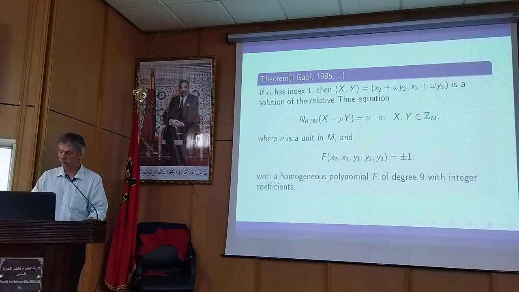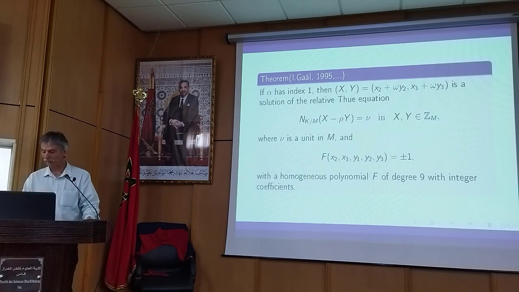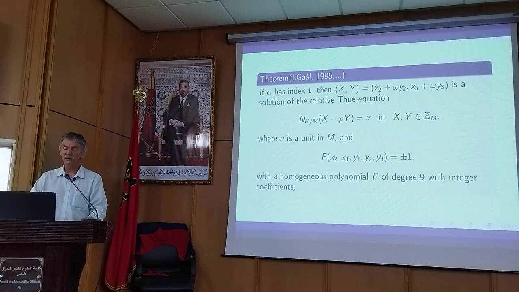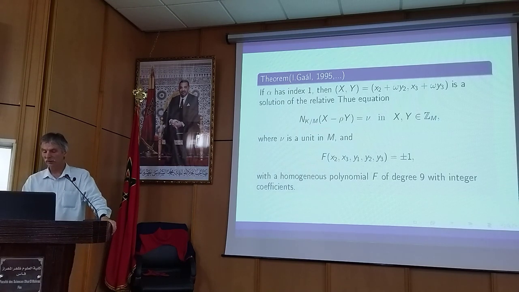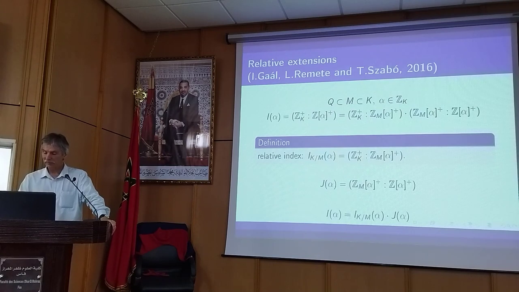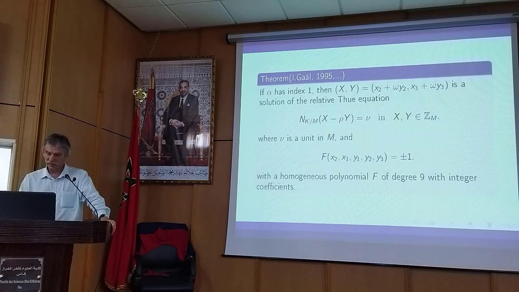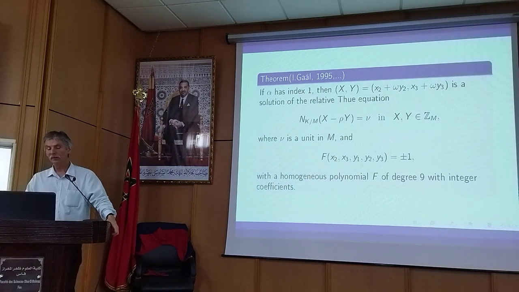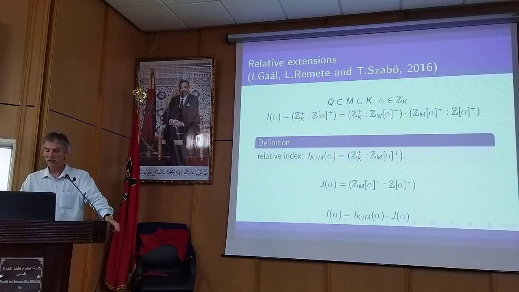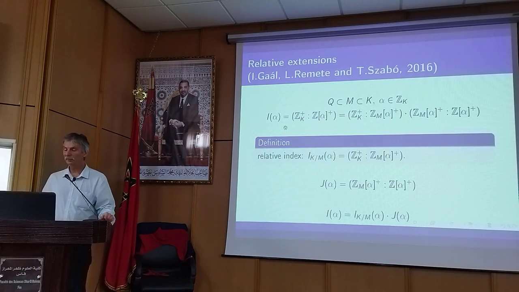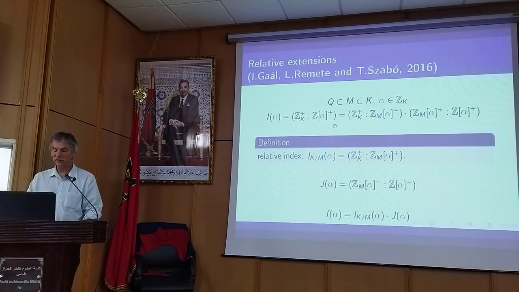So this was the first idea to overcome those terrible difficulties to solve index form equations in general sextic number fields. And since here we have a relative 2 equation, this statement made it possible to solve the index form equation in several types of sextic number fields having a quadratic subfield. This idea led us to consider relative extensions and relative indices.